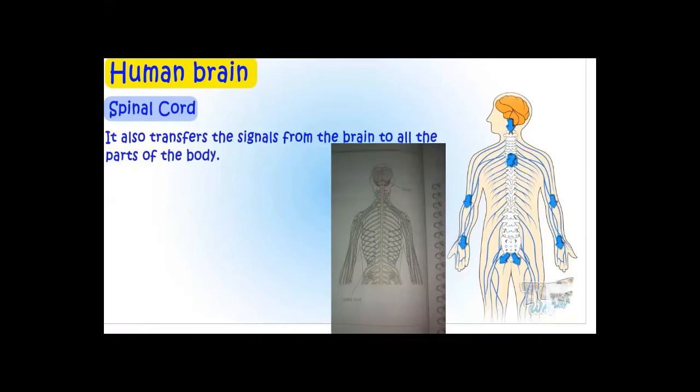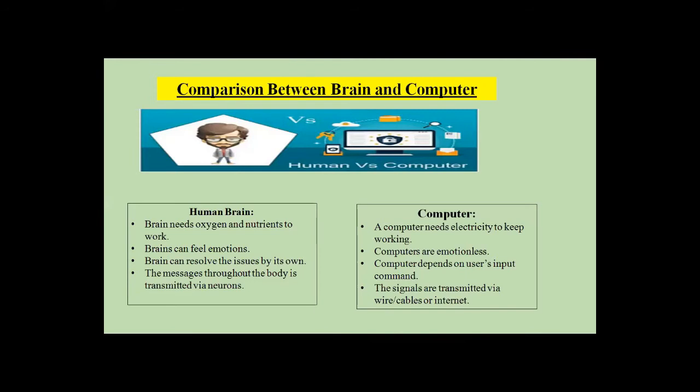You can see the picture comparison between the brain and the computer. What do you think, students? What is the difference between the brain and the computer? As we all know, the computer is one of the most advanced inventions of this modern world, but still it can't compete with the brain. How do we compare the human brain to the computer? The brain needs oxygen and nutrients to work, but the computer needs electricity to keep working.